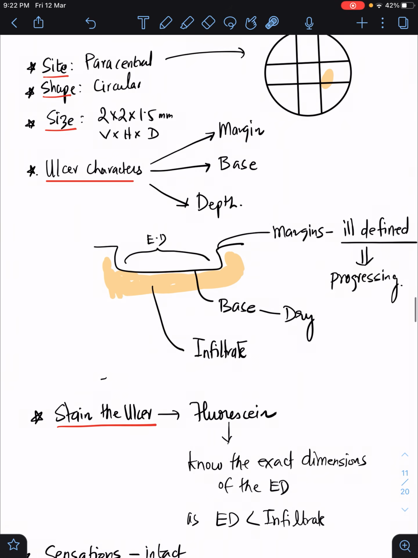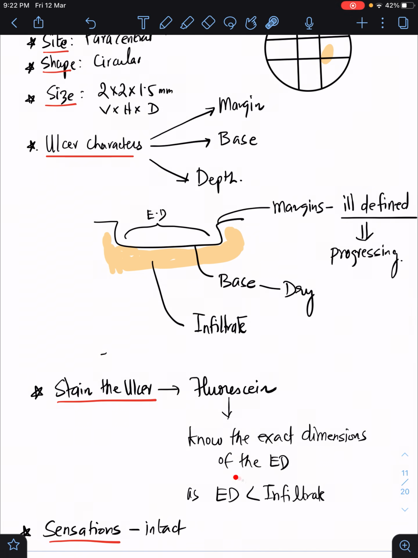Next, the resident who saw this patient stained the ulcer. Why did he stain the ulcer? Because only when you stain will you know the exact dimensions of the epithelial defect. Sometimes the epithelial defect will be smaller, whereas the infiltrate will be larger because it goes deep and spreads outwards. So to know the exact dimensions of the defect, you have to stain the ulcer.